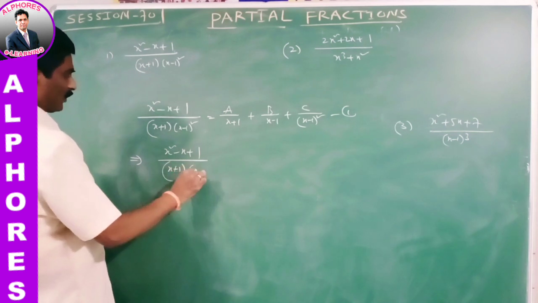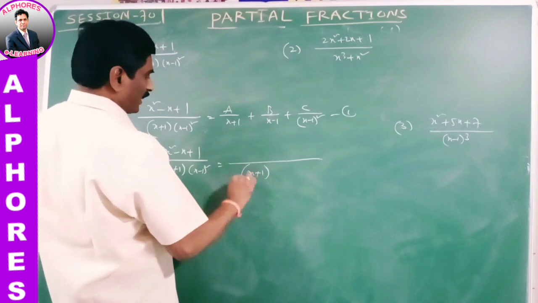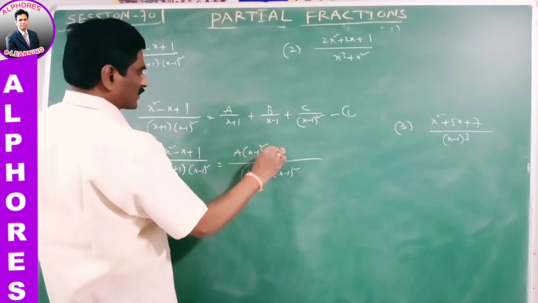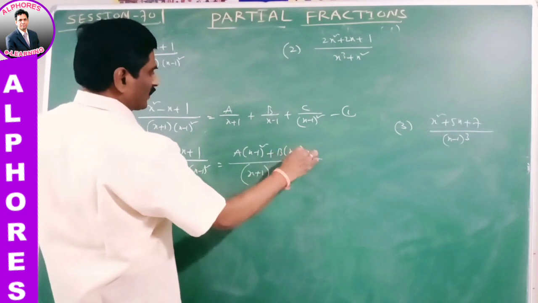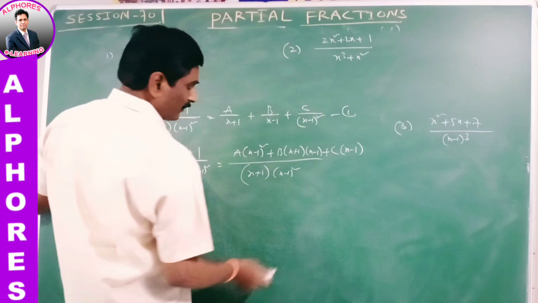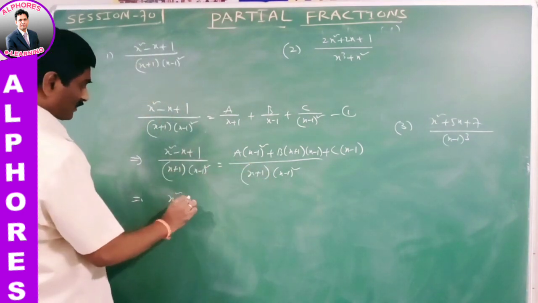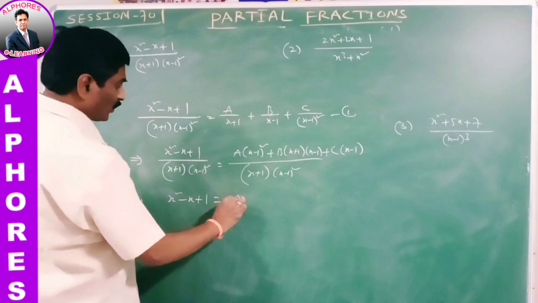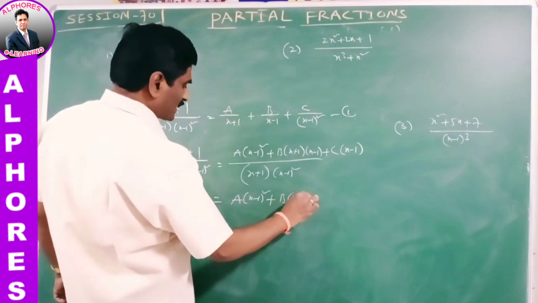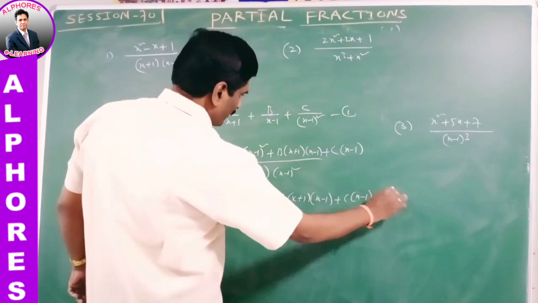After LCM it can be reduced into x square minus x plus 1 by (x plus 1) into (x minus 1) whole square is equal to, what is the LCM? (x plus 1) into (x minus 1) whole square. That means a of (x minus 1) whole square plus b of (x plus 1) into (x minus 1) plus c of (x plus 1). By equating the numerators, the denominators cancel. X square minus x plus 1 is equal to a of (x minus 1) whole square plus b of (x plus 1) into (x minus 1) plus c of (x plus 1). It is equation number 2.